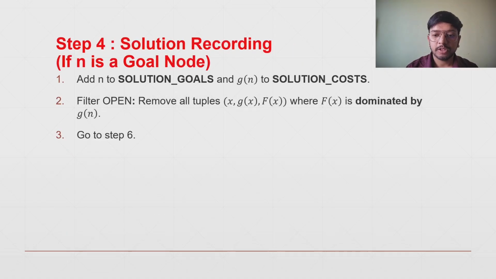Now we check if the node we just expanded is a solution. If it is a solution, then add it to the list of solutions and filter our open list by removing all the nodes that have their Fn dominated by the cost vector of the currently found solution. And then repeat the whole process by going to step 6.